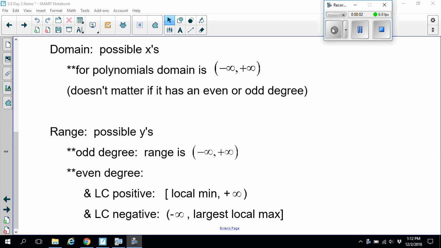So here are the notes for 5.8 Day 2 notes. Here we're going to once again use our graphing calculators to graph polynomial functions, as well as find the domain and range of polynomial functions. Now let's talk about domain.